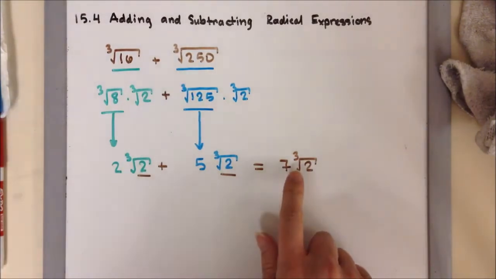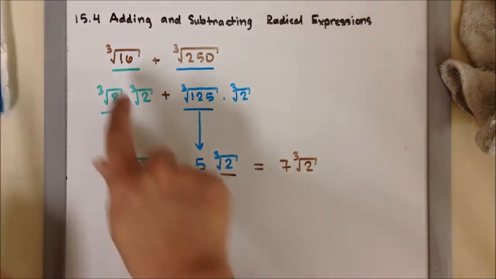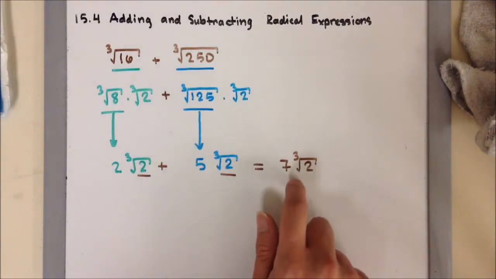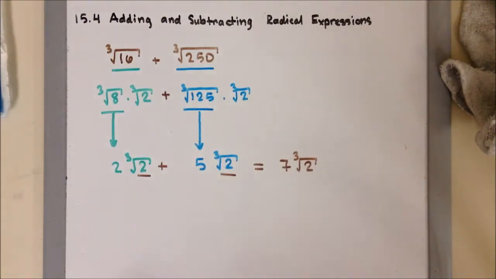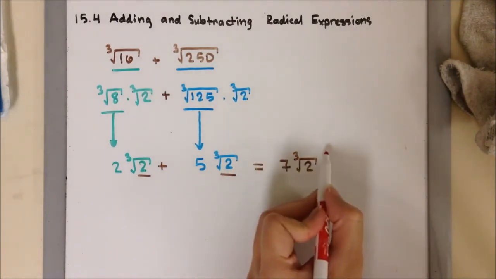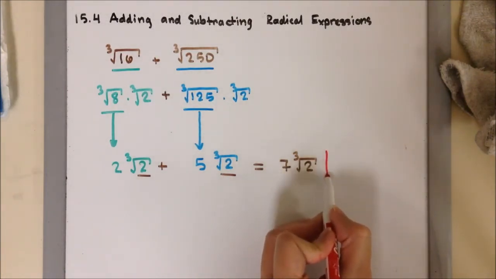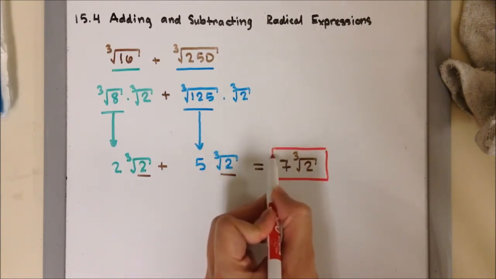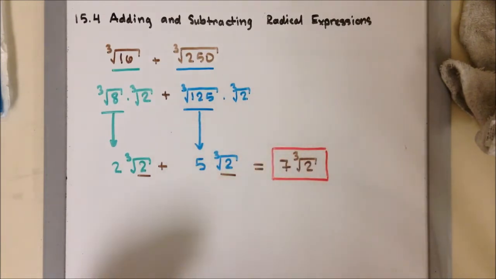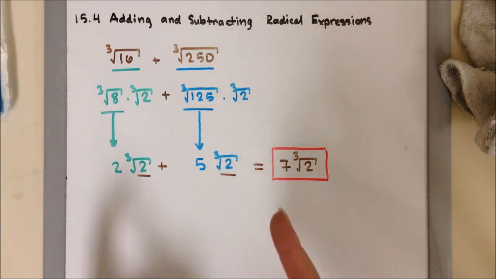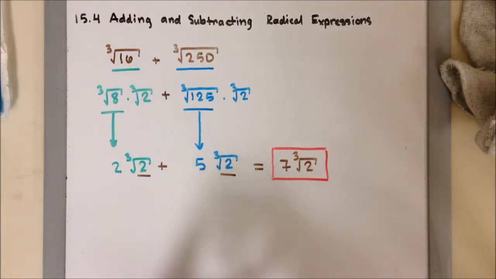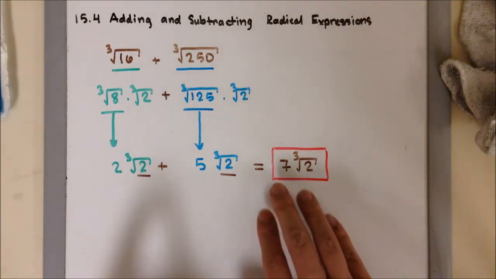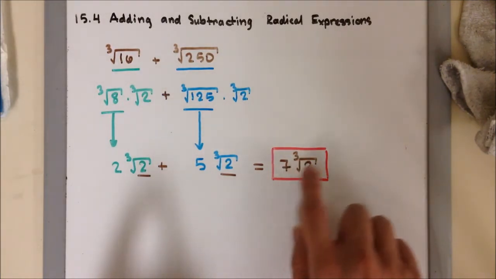So be very careful. Do not forget your index. If you're working with cube roots or third roots, then your answer should have a third root, unless you're working with different radicals, which in this case we're not. But here, if you start off with the cube root, then your answer should end up with a cube root unless you had a perfect cube number, or you were able to do the third root of a perfect cube number. But here, our final answer is 7, the cube root or the third root of 2.